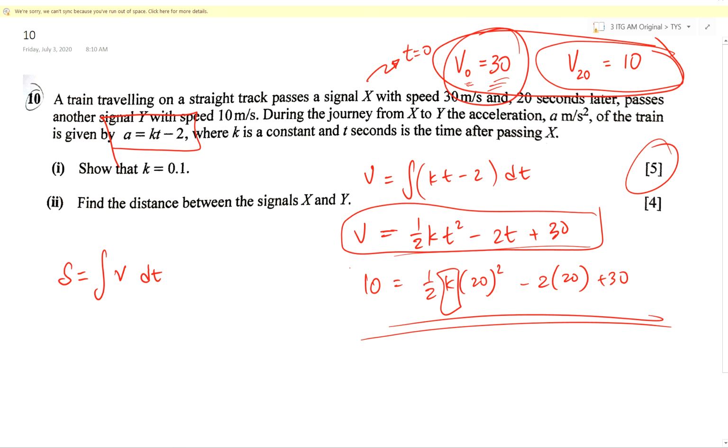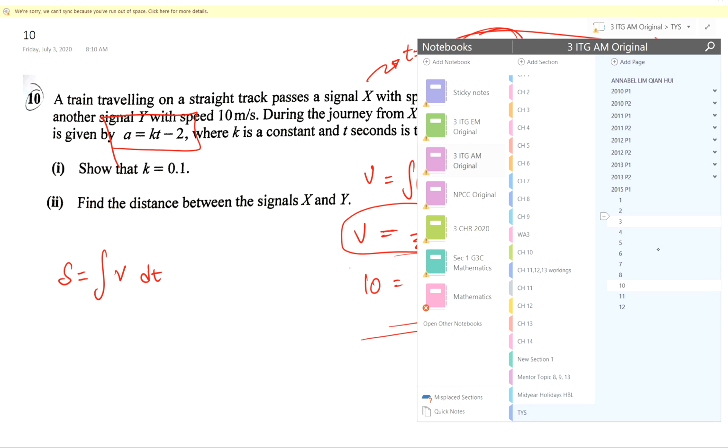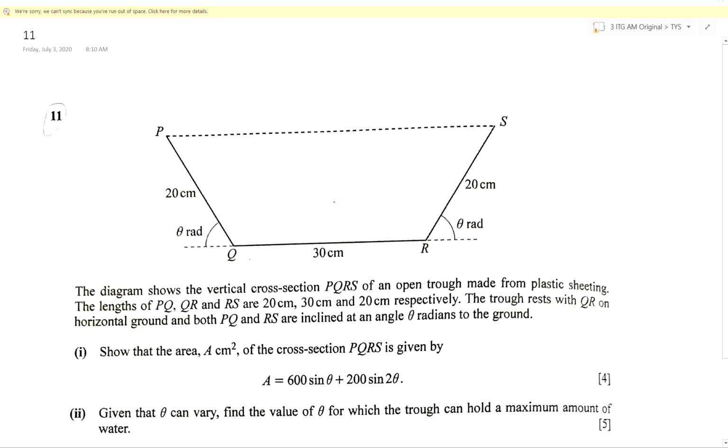Is there a possibility that it made a turn? This is the velocity. When it makes a turn, velocity equals 0. Definitely this could be equal to 0. So we need to check all those things. Now question 11.